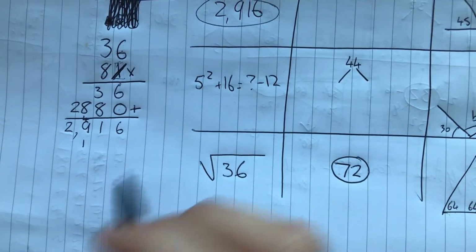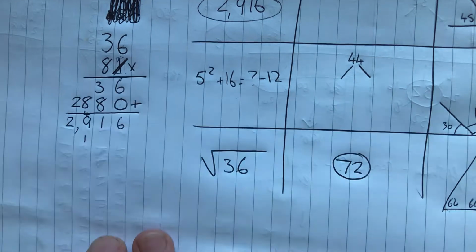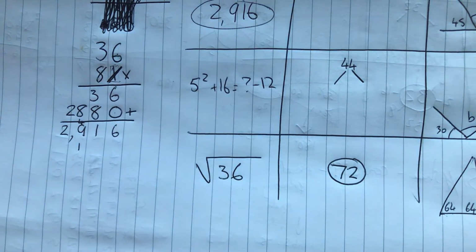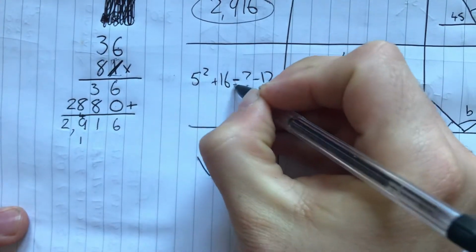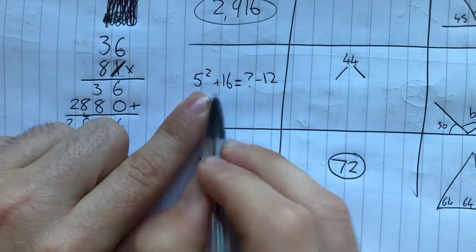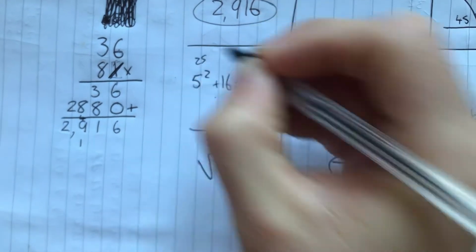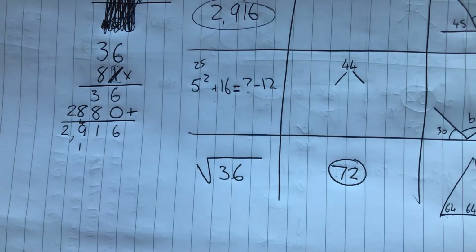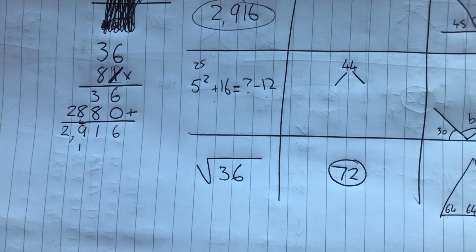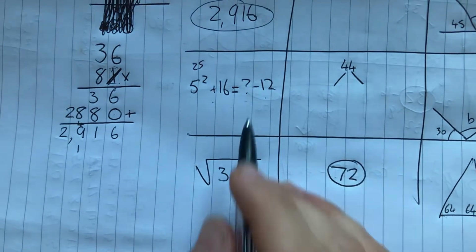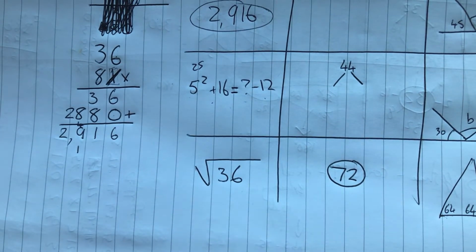Next one, 5 squared add 16. Well, this is equal on both sides. You've got your equal symbol here. So whatever it is on this side, it equals the same on this side. So 5 squared, 5 times 5 is 25. 25 add 16, 25, 35, it's going to be 41. So you just need to make this side equal 41. So something take away 12 is 41.